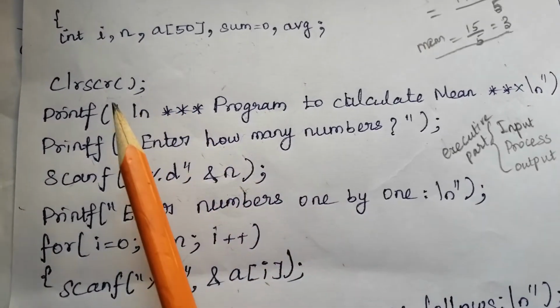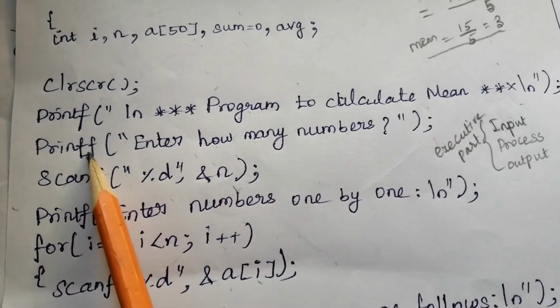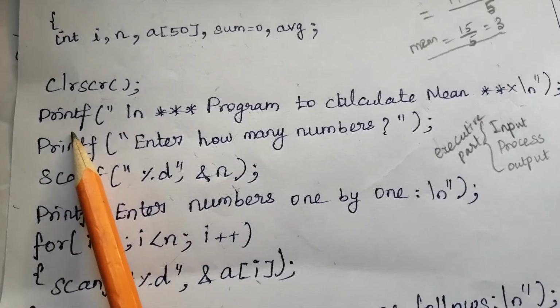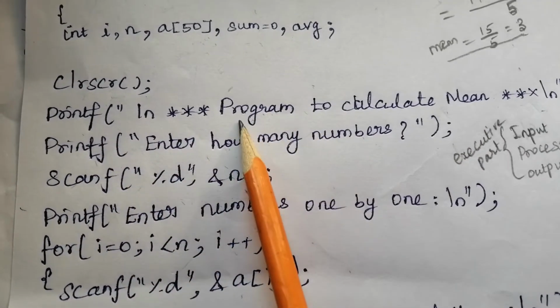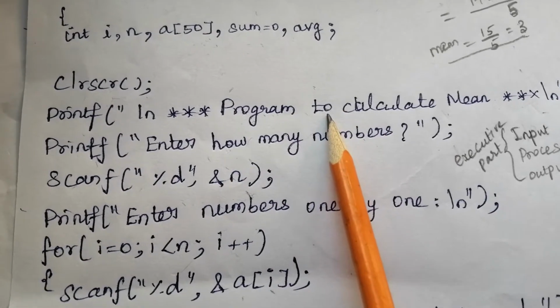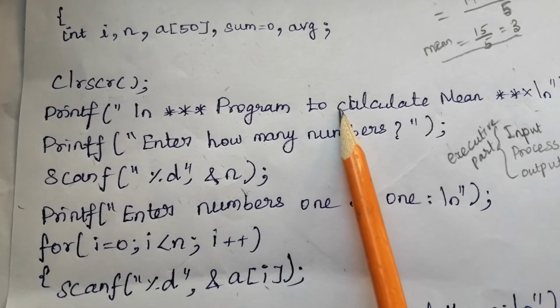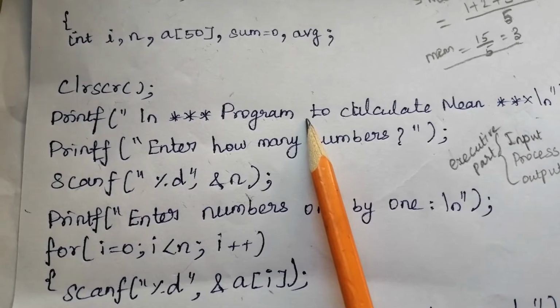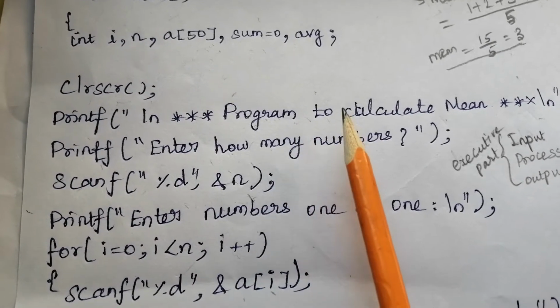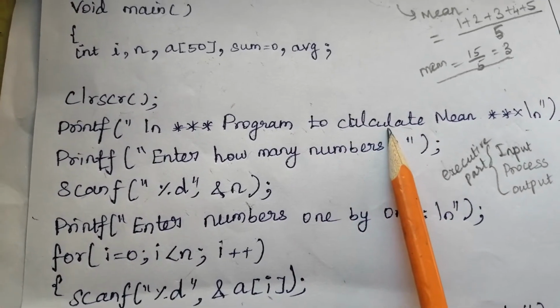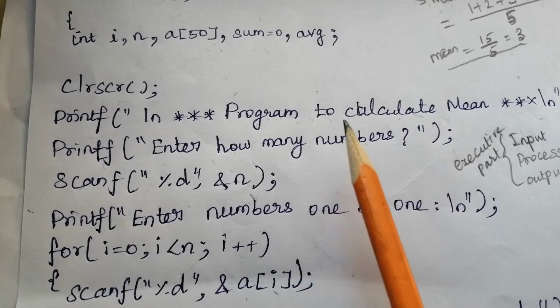After the clear screen I have written the executable part. Here, with the help of a printf statement, I am displaying a message. That message is the title or the aim of the program. So we are displaying the title of the program, so that other programmers or other users can understand what we are writing.